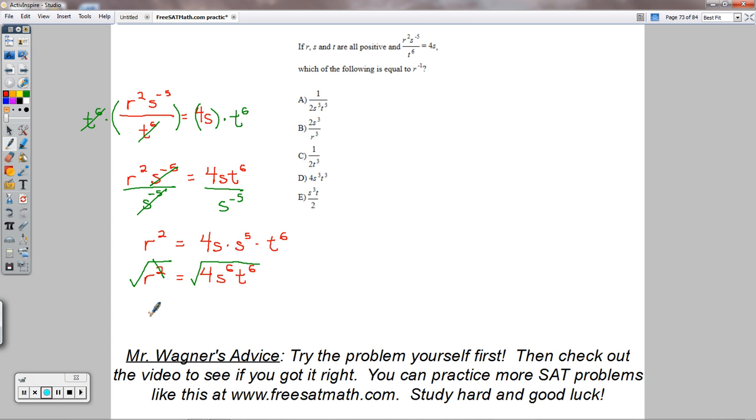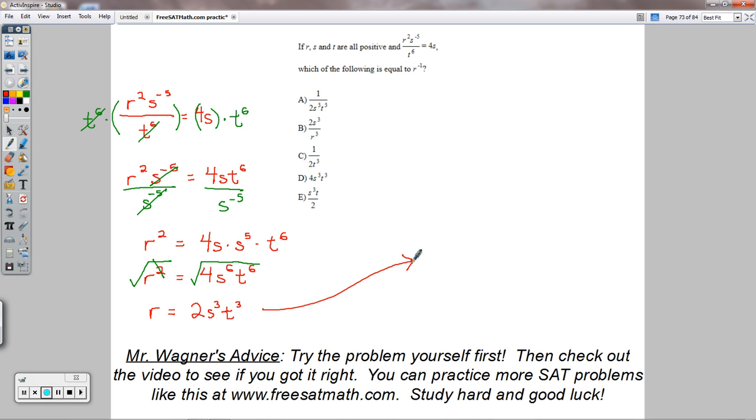So this means I have r, just on the left side then, is equal to, square root of 4 is 2. The square root of s to the 6th would be s to the 3rd. And then the square root of t to the 6th would be t to the 3rd. We just cut those powers in half when we take the square root.